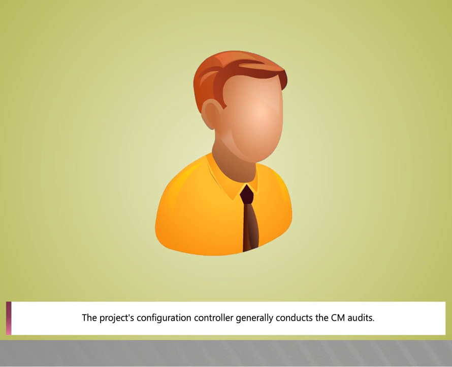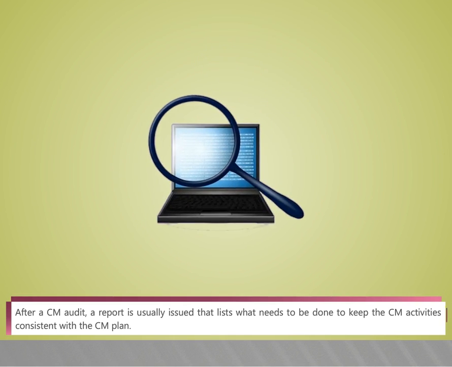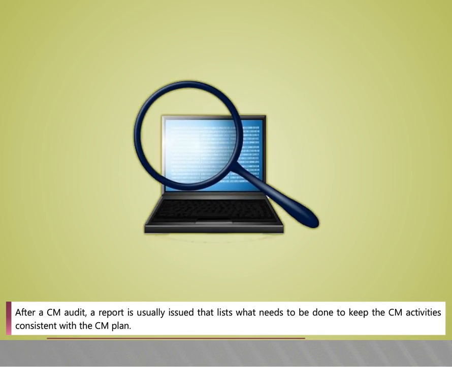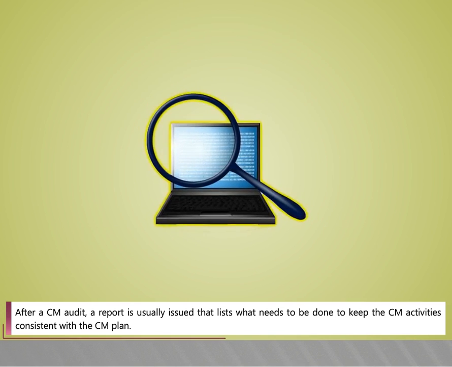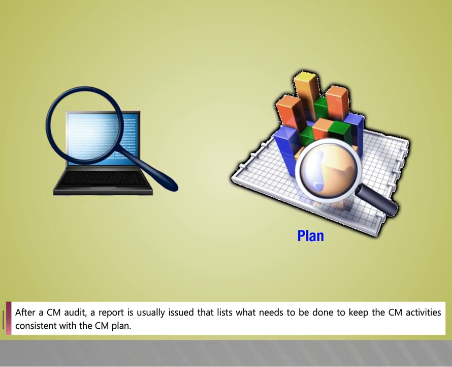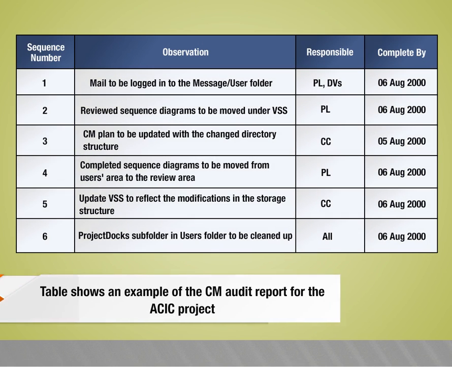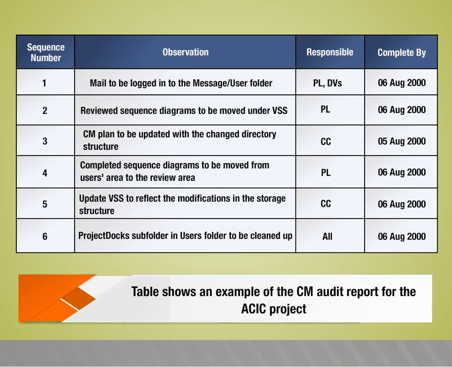The project's configuration controller generally conducts the CM audits. After a CM audit, a report is usually issued that lists what needs to be done to keep the CM activities consistent with the CM plan. Table shows an example of the CM audit report for the ACIC project.